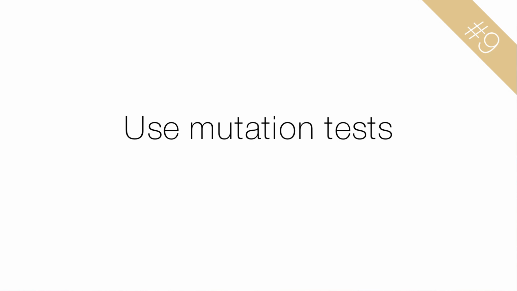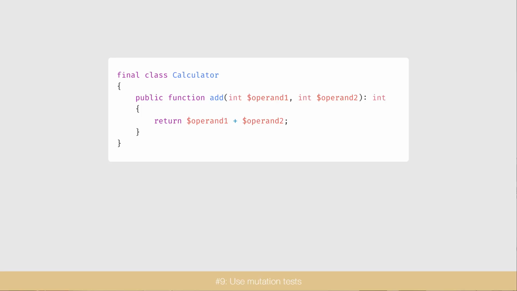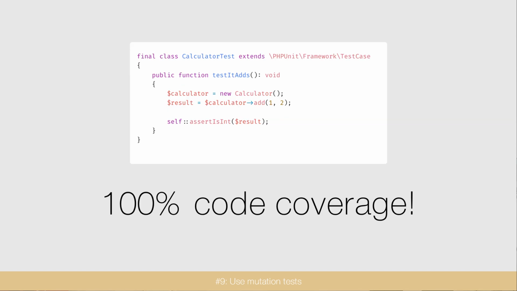Yeah, mutation tests. Not something that I see a lot, so we'll just do a small, very bad example. This is a calculator, as you can see. Now we want to test this, so we want to have 100% code coverage. Now we achieved 100% code coverage in a very bad way, as you can see, because we're only asserting that the return result is an integer.